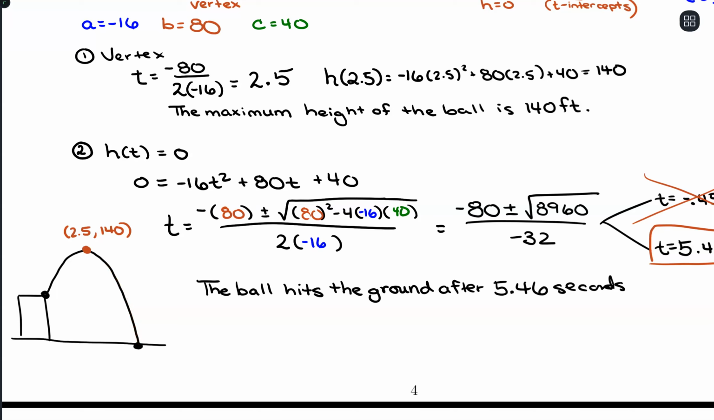Then it ends up hitting the ground. That's where we have a height of 0, and what we just found is this 5.46, 0 as a coordinate. Looking at those numbers together, it makes sense that the vertex happened almost halfway between where we started and where it ended up hitting the ground.